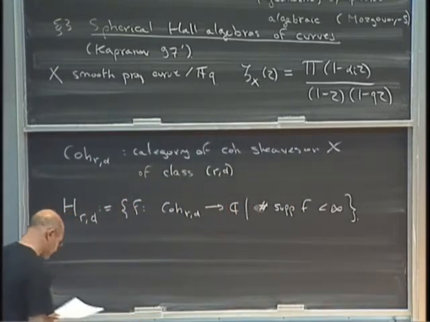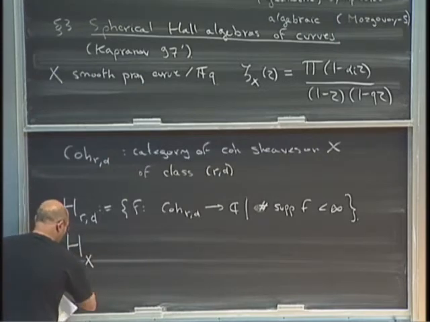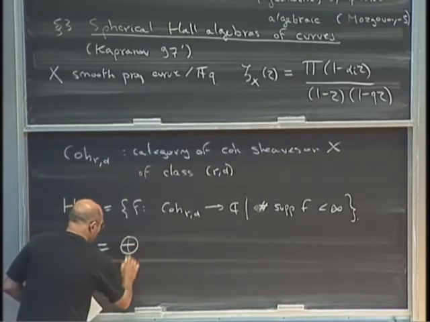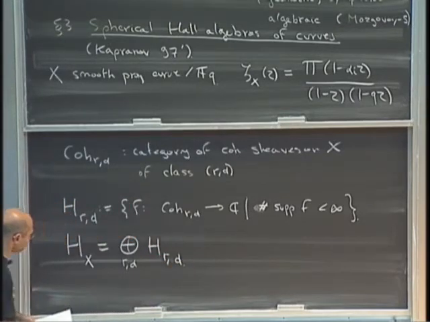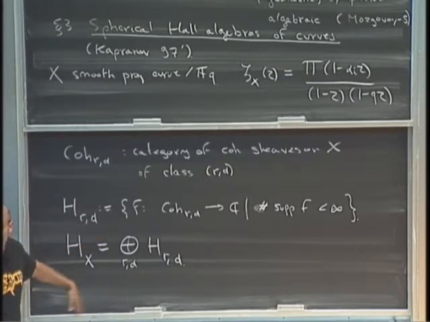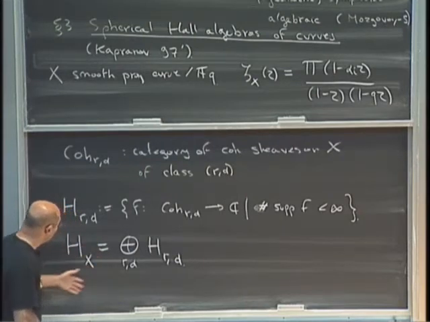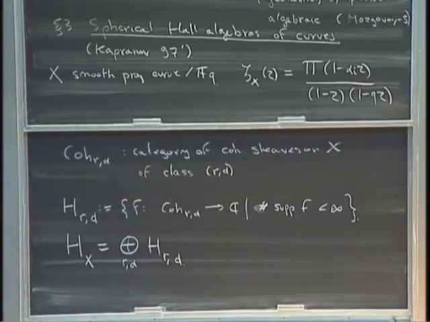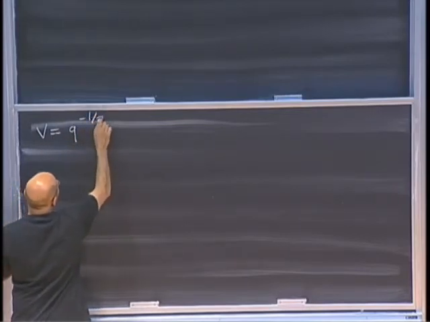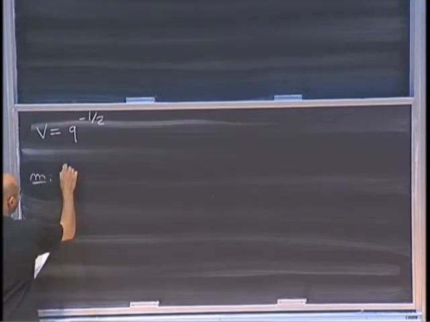This is my vector space, infinite dimensional. And my Hall algebra H_X will be the direct sum over all R and D of H_{R,D}. And I will use this parabolic induction and restriction, this Eisenstein and constant term operations, to endow this vector space with a Hopf algebra structure. So let me quickly explain this. It's useful to pick a square root of q.